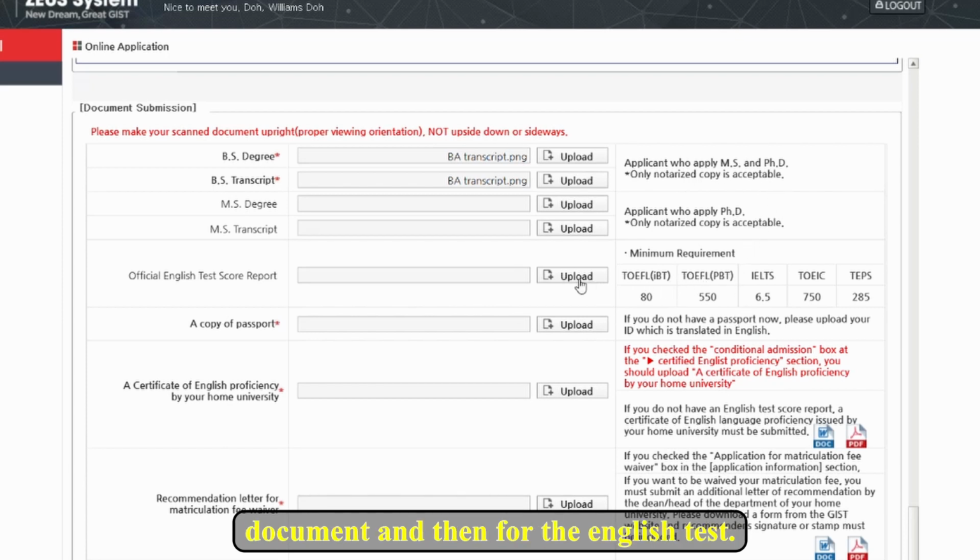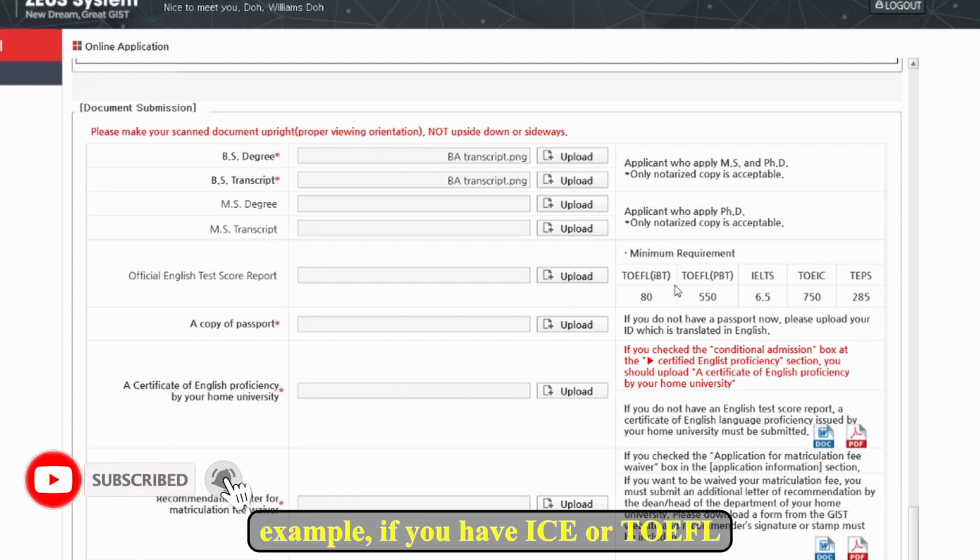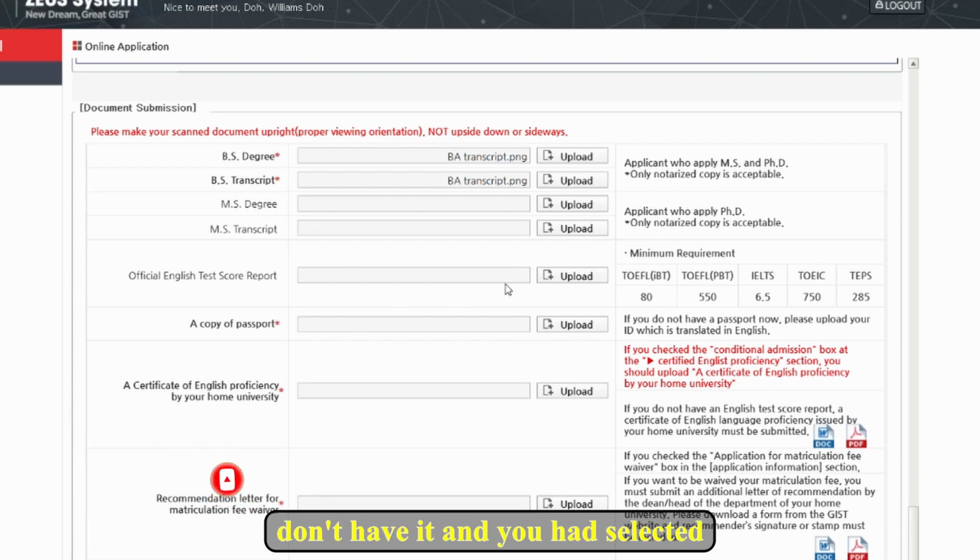And then for the English test, this is it. You have to upload. For example, if you have IELTS or TOEFL or TOEIC, upload it here. But if you don't have it and you had selected the other option, we will see it down. So a copy of passport, it's a must. They say if you do not have a passport now, please upload your ID, which is translated in English. So you can use your home country national ID, but it must be in English.